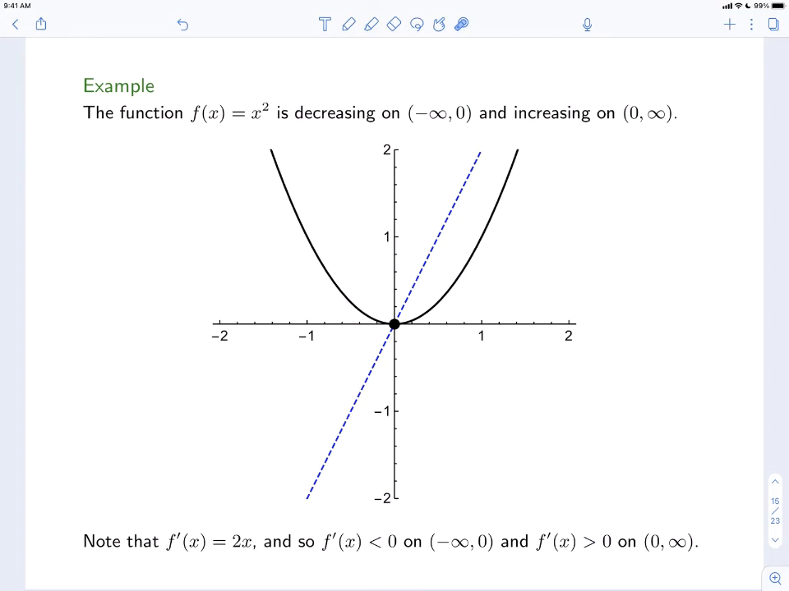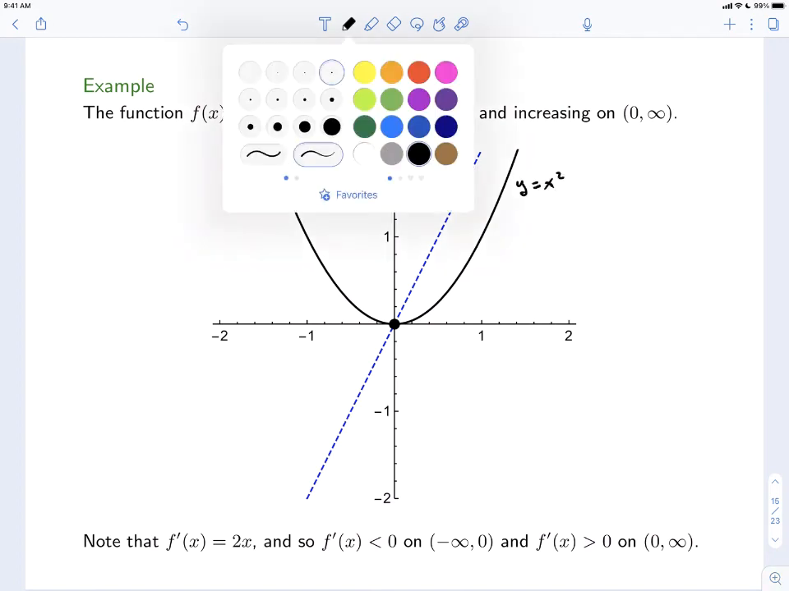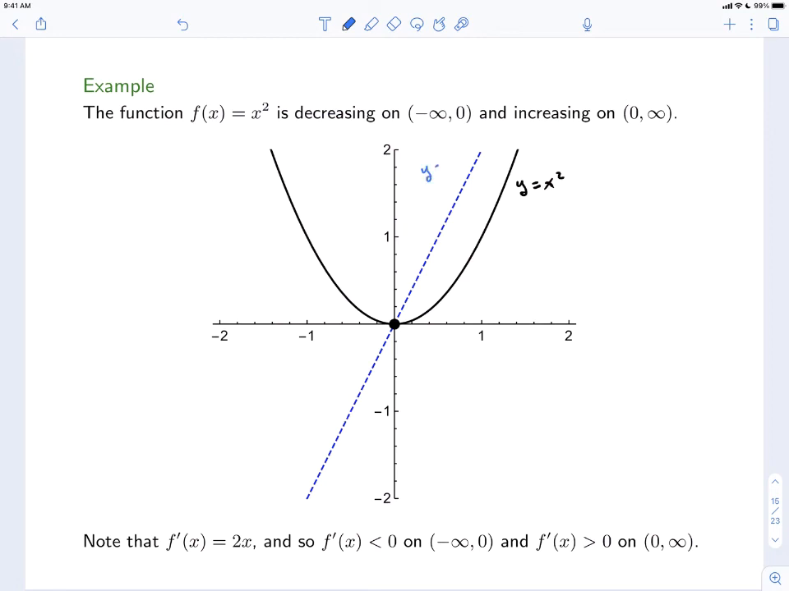Well, this solid graph is y equals x squared. And the dashed graph is the derivative. This is y equals 2x. And what do we know about it? Well, it's negative whenever x is negative. So as long as x is negative, the derivative is negative, and you can see that the function is decreasing here. Now on the interval from 0 to infinity, where x is positive, the derivative is positive, so that means the function is increasing.